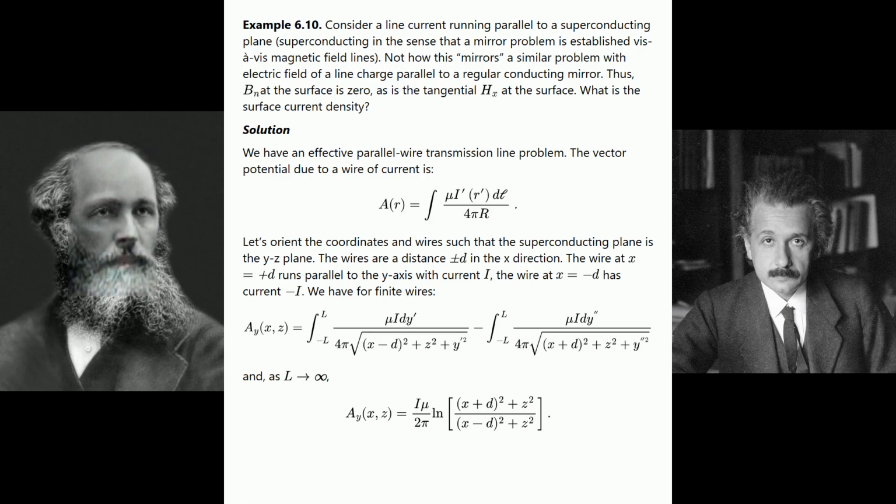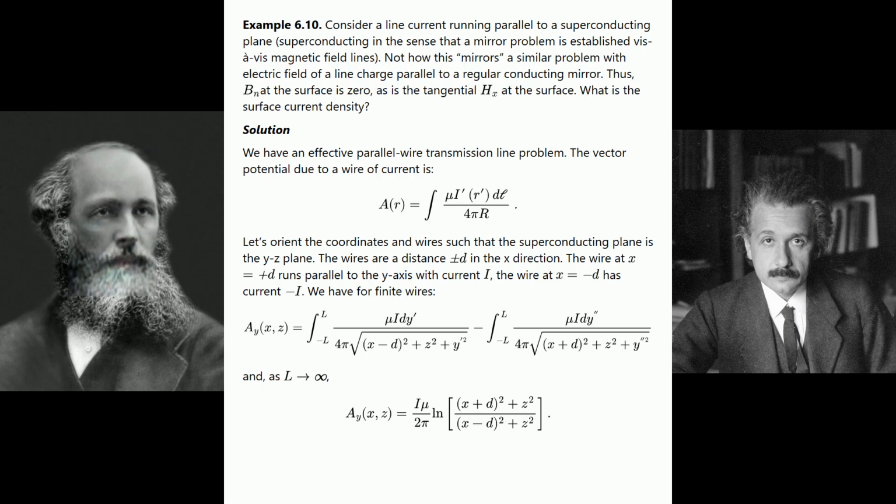Example 6.10. Consider a line current running parallel to a superconducting plane. Superconducting in the sense that a mirror problem is established vis-a-vis magnetic field lines. Note how this mirrors a similar problem with the electric field of a line charge parallel to a regular conducting mirror. Thus, B sub n at the surface is 0, as is the tangential H sub x at the surface. What is the surface current density?